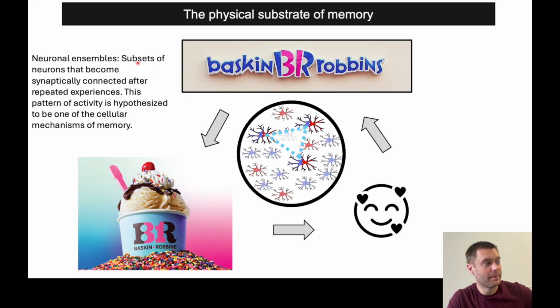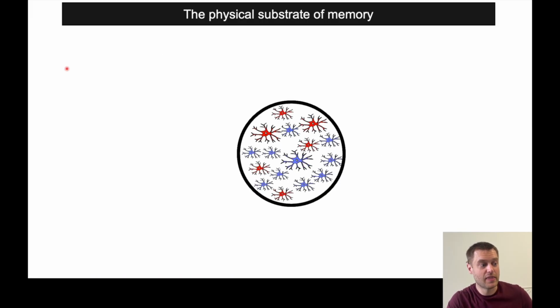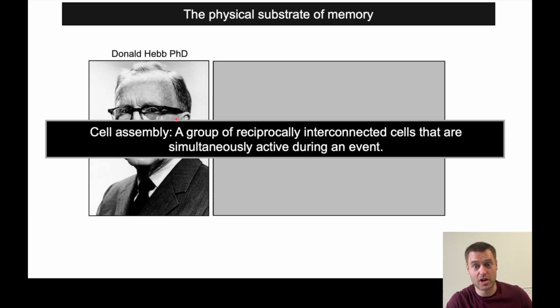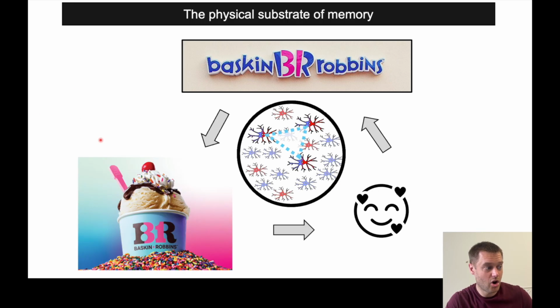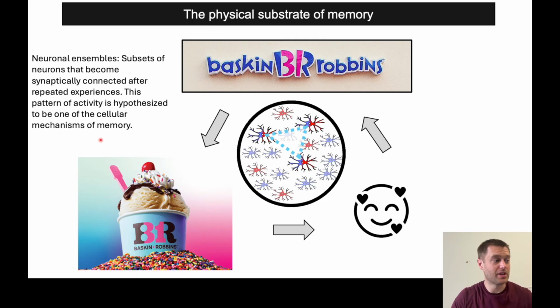So this will for sure be a test question, which is that neuronal ensembles are essentially the cell assembly that Donald Hebb had alluded to. So Donald Hebb said cell assembly, but what we call that today are neuronal ensembles, okay? A neuronal ensemble is a group of neurons or a subset of neurons that become synaptically connected after repeated experiences. This pattern of activity is hypothesized to be one of the cellular mechanisms of memory, okay?